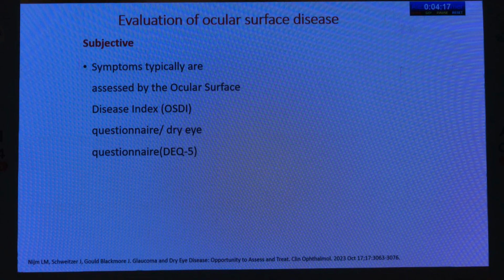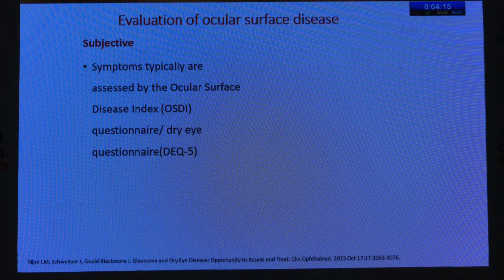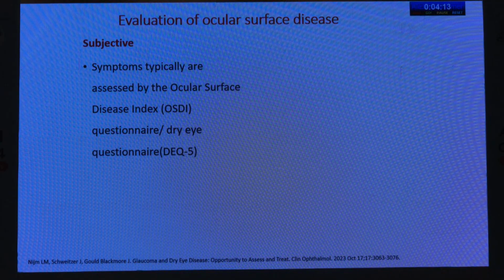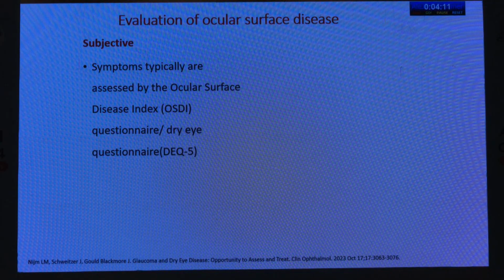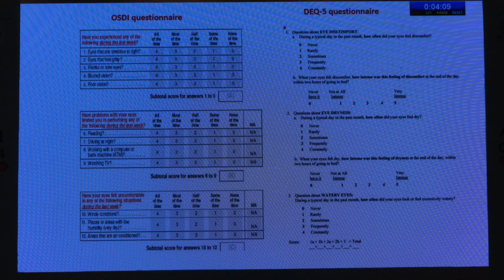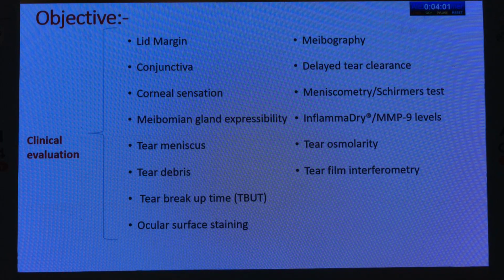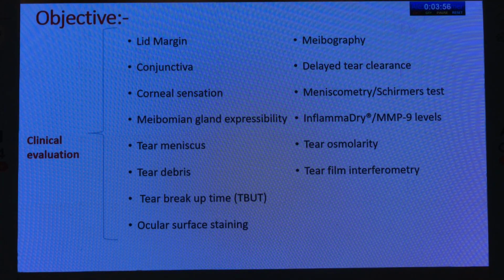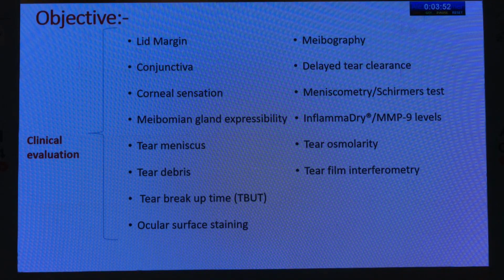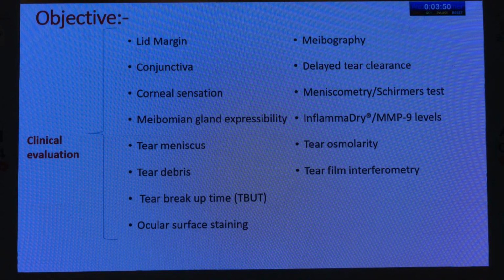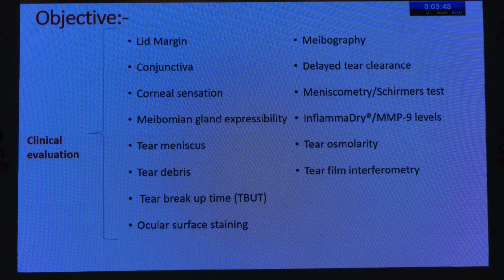Now, how do we evaluate them? As already told, the dryness can be evaluated in a subjective way and an objective way. The questionnaires have been discussed, the OSDI and DEQ5 questionnaire. Then in the objective way, the most important thing is to evaluate the eye clinically in the slit lamp. You have to look at the lid margins, the conjunctiva, check the corneal sensation, how is the meibomian gland expressibility, tear meniscus, are there any debris over the interface, then tear breakup time and ocular surface staining.